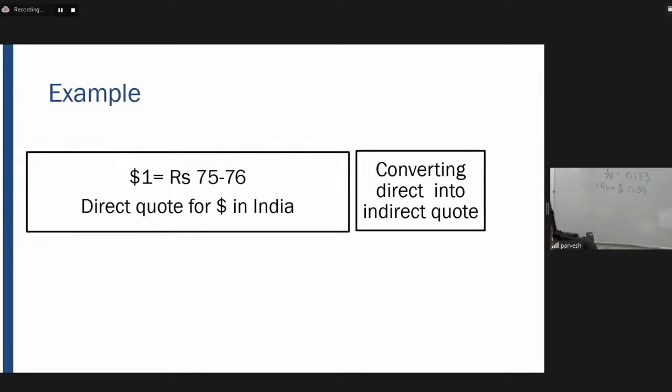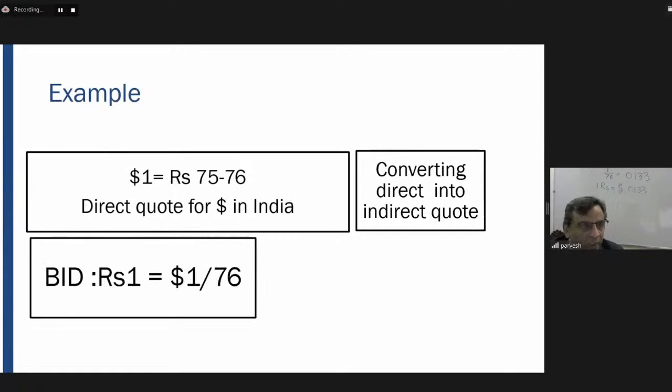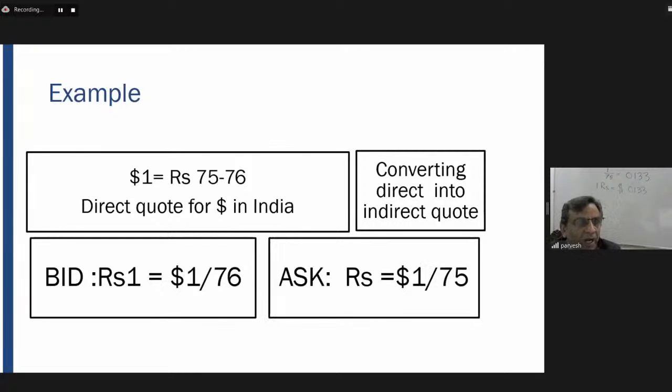So now I want to convert direct into indirect quote. So now I want to know how much 1 rupee is going to cost in terms of dollars. So I want both bid and ask price now given to me. So to calculate the bid price, I'll take the ask price of the first quote, which is the direct quote, and do the reciprocal of that. So 1 rupee will equal 1 divided by 76. And similarly, for the ask, I'll be taking the 75 rupees, which is the bid price, and I'll be doing the reciprocal of that. So the bid will become the ask price, and the ask will become the bid price.